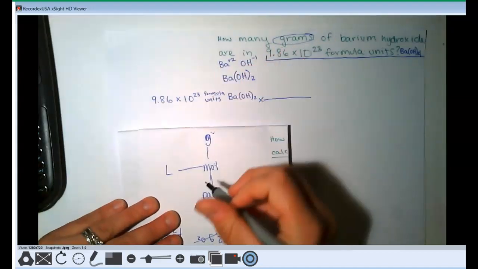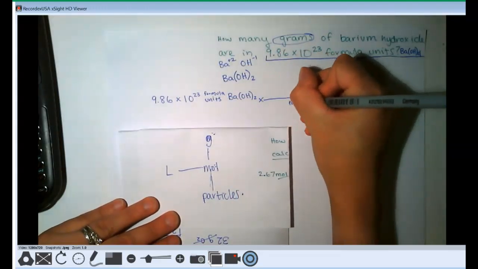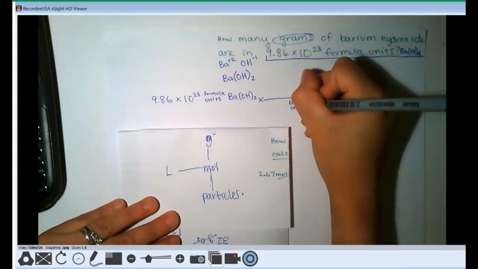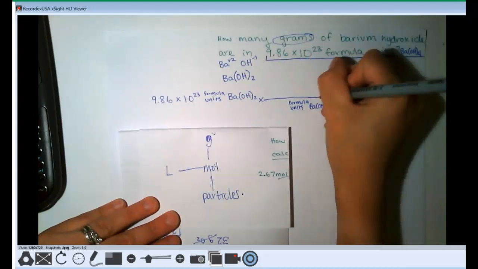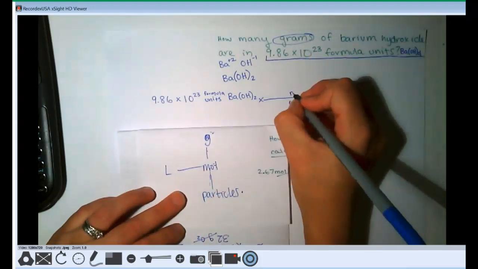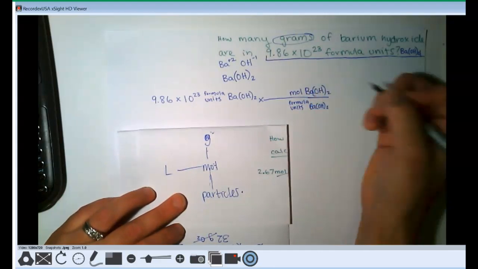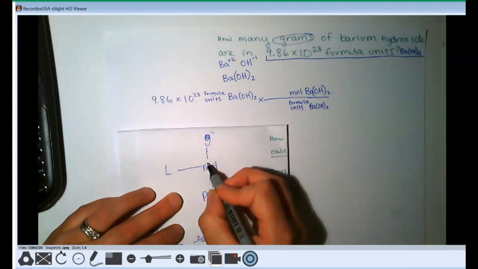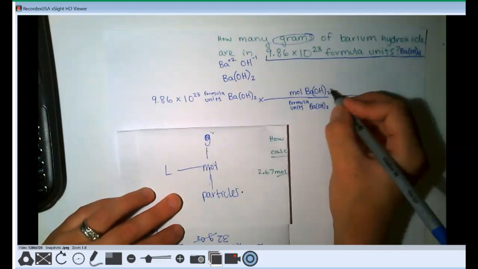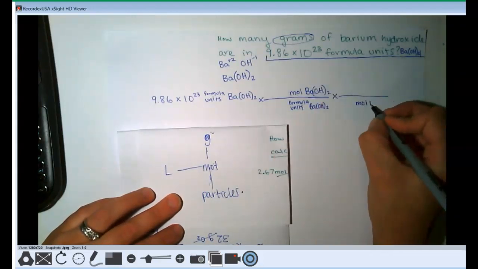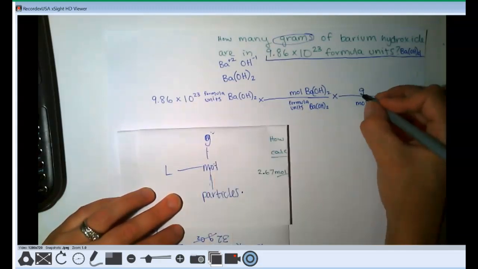Our first conversion factor is going to take us from formula units, which is a kind of particle. So formula units, still of BaOH2. It's going to take us formula units into moles. So we want to end up in moles of BaOH2. Okay, so that's our first conversion factor. And then our second conversion factor, we need to go from moles to grams. So moles of BaOH2 is going to go on the bottom and cancel out. And now we want to wind up in grams of BaOH2.